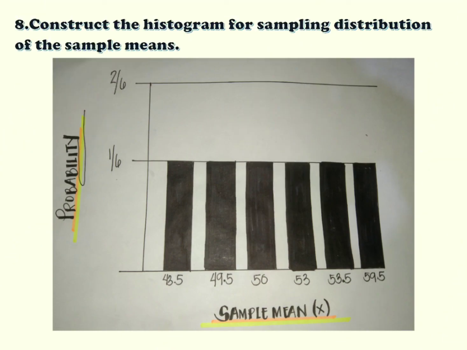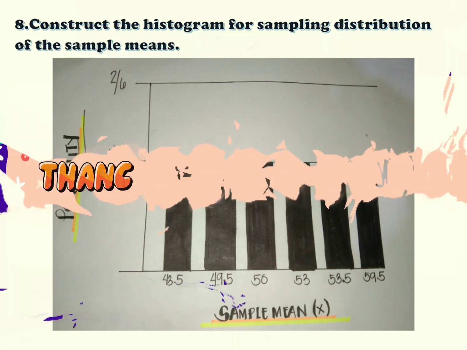The eighth and the last step. Construct the histogram for the sampling distribution of the sample mean. This histogram depicts the relation between sampling distribution probability and sample mean. As shown, the sample means 43.5, 49.5, 50, 53, 53.5, and 59.5 have a probability of 1/6.